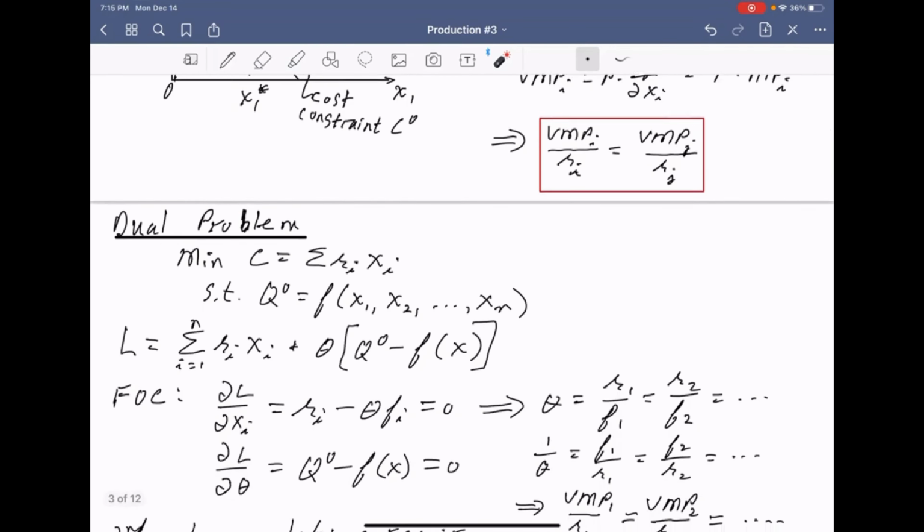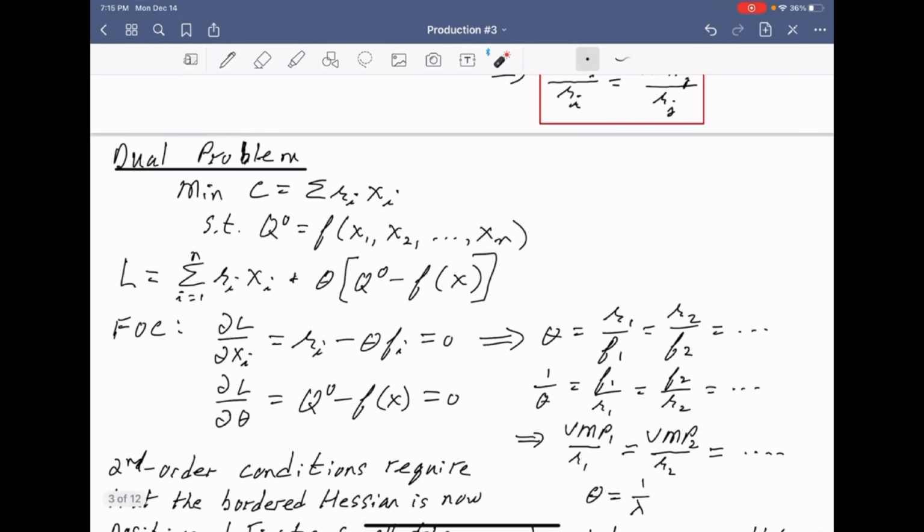Now we look at the dual problem, which is a minimization problem, where we want to minimize the cost, which is given by the sum of the input prices times the amount of input used, subject to a particular level of output, which we've denoted Q superscript 0. Set up the Lagrangian the same way, but this time the objective function is the sum of Ri xi. We use this as our Lagrangian multiplier, this theta, and we then have Q0 minus the production function.